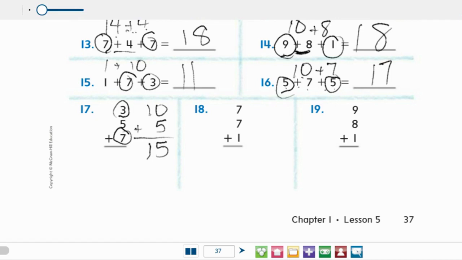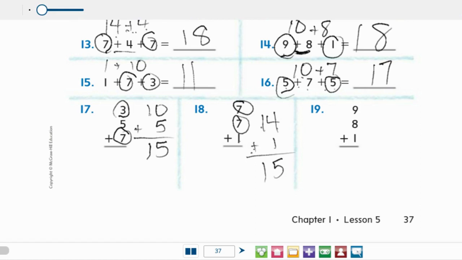For number 18, I see that I've got doubles, 7 and 7. We've gone over this several times. That's 14. And then I'm going to bring my 1 over. 4 plus 1 is 5. 1 plus 0 is 1.